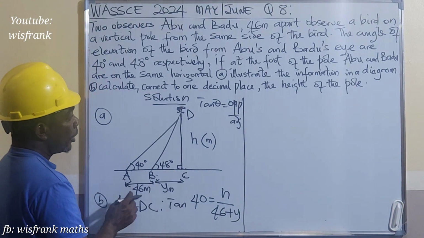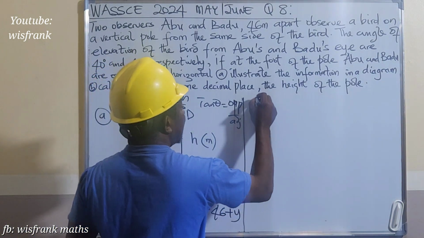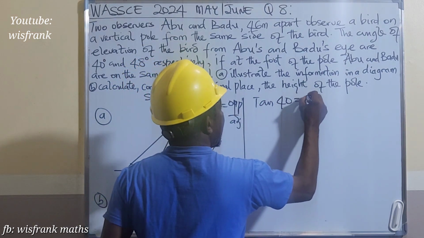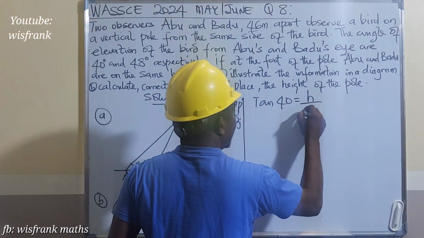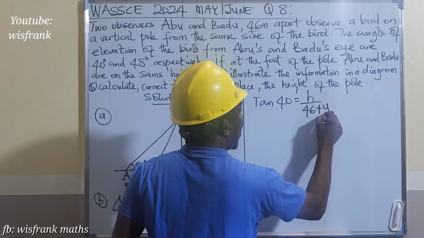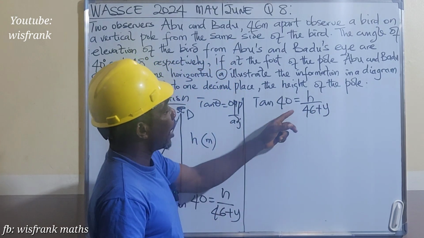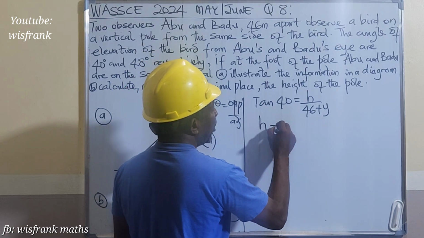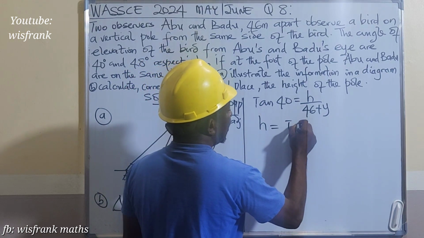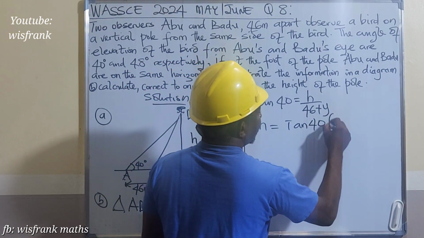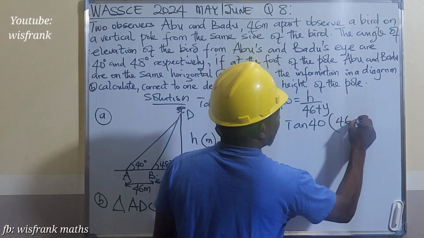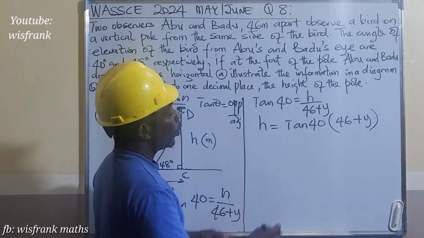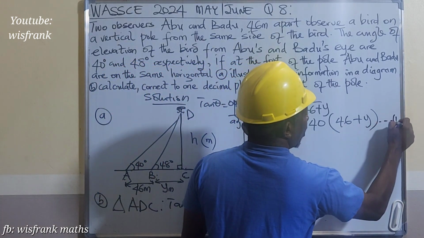So that is what we have. Here we have tan 40 equals h all over 46 plus y. In this case, we can cross multiply. By cross multiplying, our h will be equal to tan 40 times (46 plus y). So this is what we have. We call this equation 1.